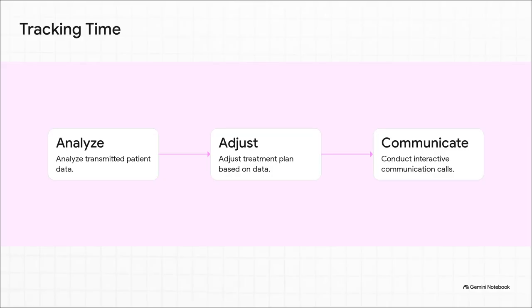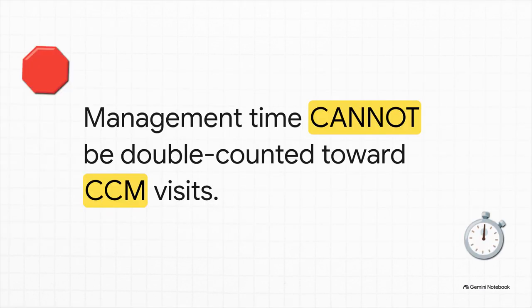When calculating the cumulative monthly time for those 20-minute management codes, auditors want to see your staff meticulously tracking 3 specific things. You're counting the time spent actively analyzing the transmitted data, time spent adjusting the treatment plan based on what that data says, and time spent actually conducting those mandatory interactive calls. It's a cumulative total for the month, but your documentation needs to clearly show these specific steps to justify that 20-minute threshold.